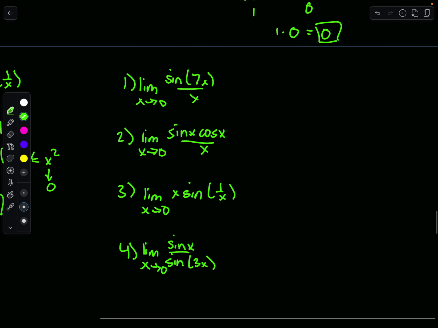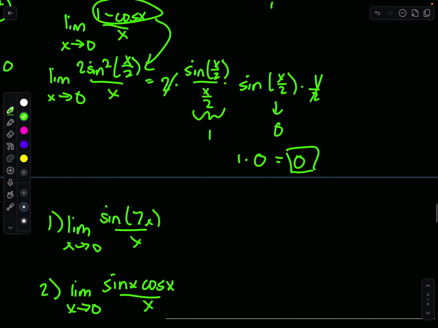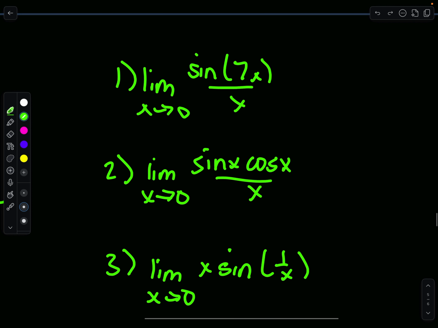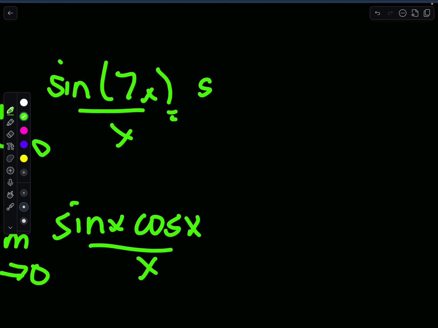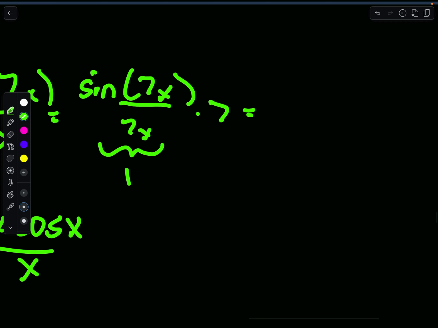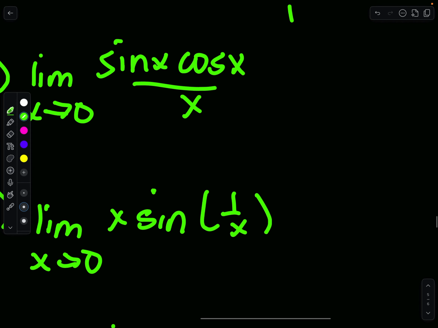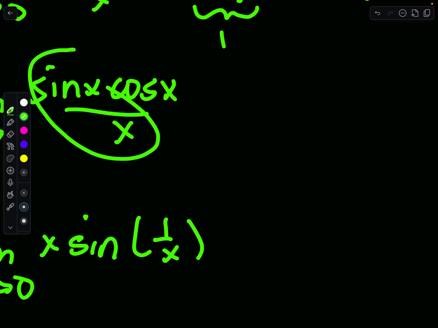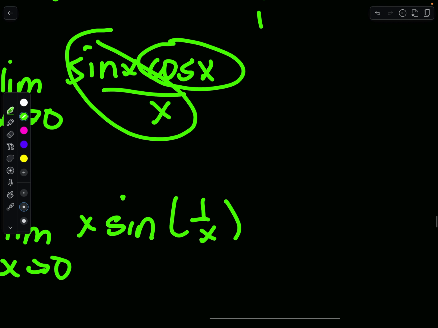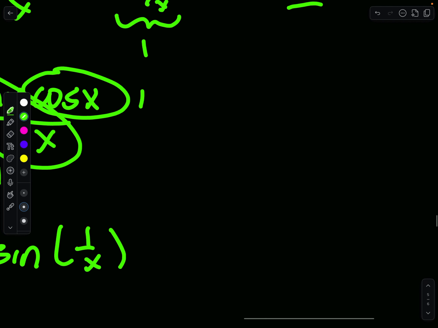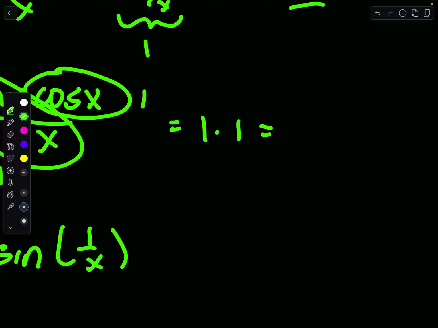Welcome back. So for the first one, it's exactly like this problem right here. You get sine 7x over 7x times 7. This goes to 1, so you are left with 7. Now for the next one, you can separate this into sine x over x times cosine x. This will go to 1, and this will also go to 1. So then 1 times 1 equals 1.